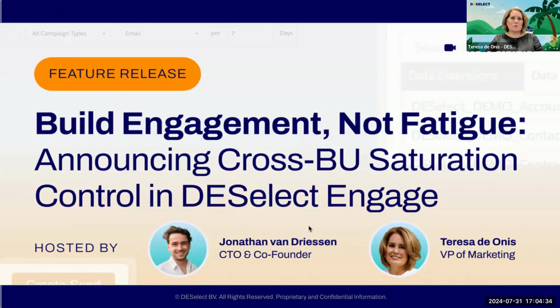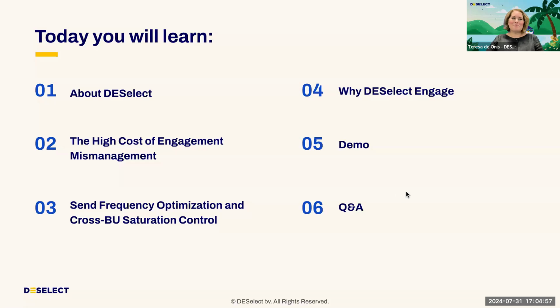As Jonathan said, we're going to talk about our new feature in DESelect Engage, cross BU saturation control. So I'll walk you really quick through the agenda, and then we'll dive right in. If you have any questions throughout the webinar, feel free to drop them in the chat or in the Q&A, and we'll try to answer them as we go, but we'll definitely get to them at the end in case we don't see them. Okay, so let's dive in. We're going to talk a little bit about DESelect. For those of you who may have come in and not know too much about us, we'll briefly talk about who we are and what we do.